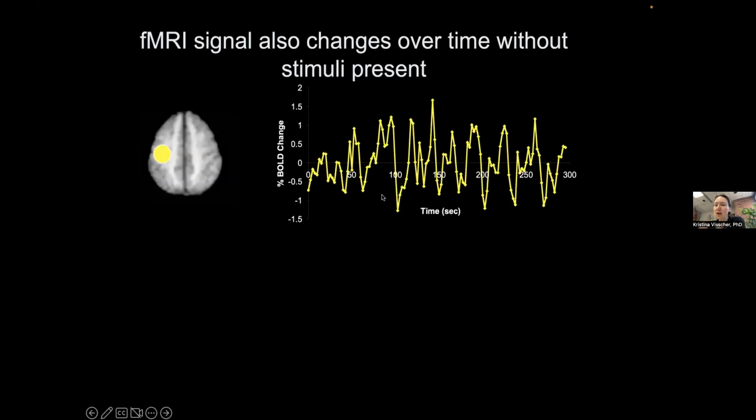Okay, so we can look at the levels of that oxygenated or deoxygenated blood, and it changes over time without any stimuli present. Your brain is always active. It's never sitting still. So for example, this is an axial view of the brain. Right here, we're looking at the motor cortex, so right about here in that person's brain. And you can see over time, the magnitude of this signal, which we're calling the blood oxygen level dependent signal, that signal changes over time like this, without any stimuli present.